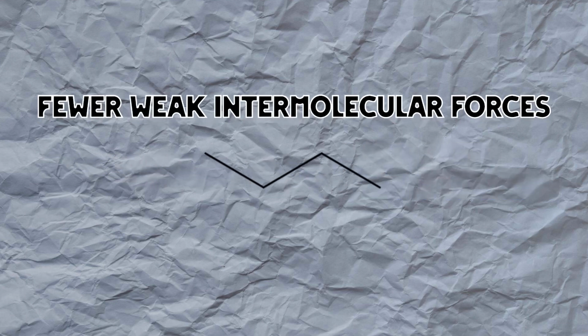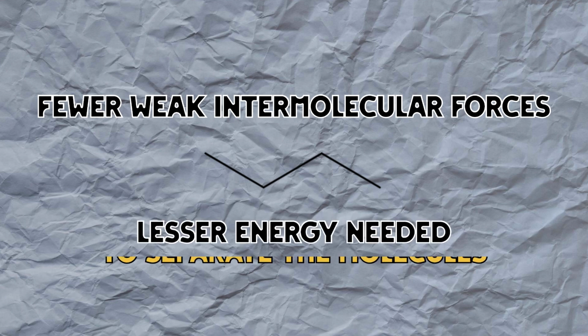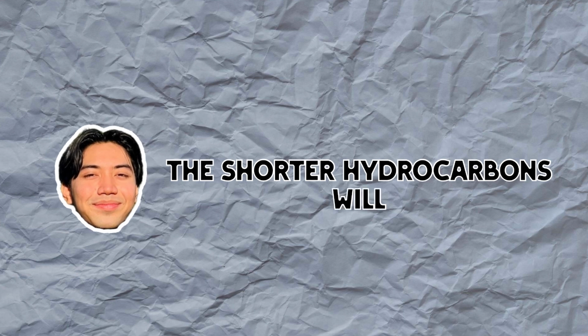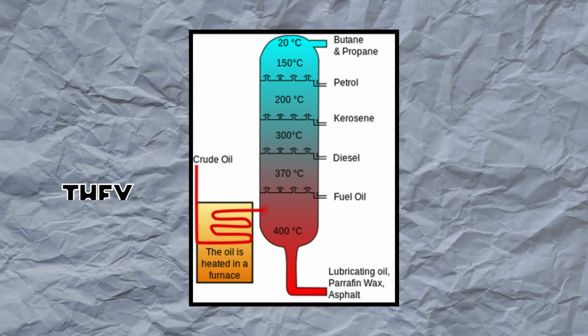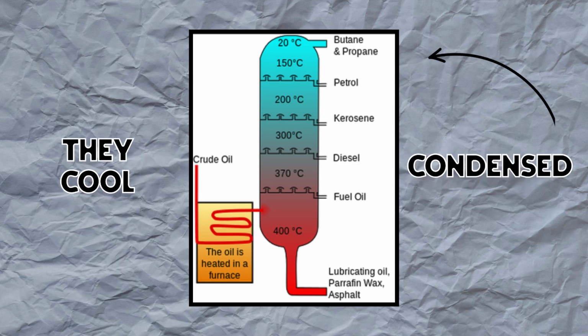They have fewer weak intermolecular forces, so less energy is needed to separate the molecules. The shorter hydrocarbons will remain as gases until they reach the top of the column where it is cooler. They cool and then condense here.